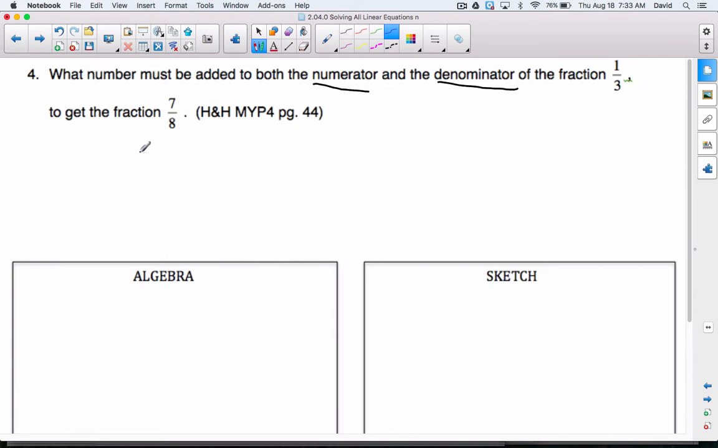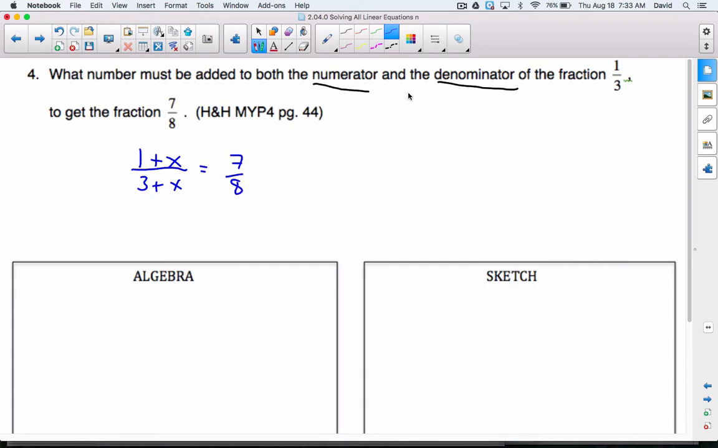Well, if I add a number to the numerator, that's 1 plus some number x. That's a number added to the numerator. And I'm also going to add a number to the denominator, 3 plus x. This number is also added now to the denominator. I have a brand new fraction, and that has to be 7/8.